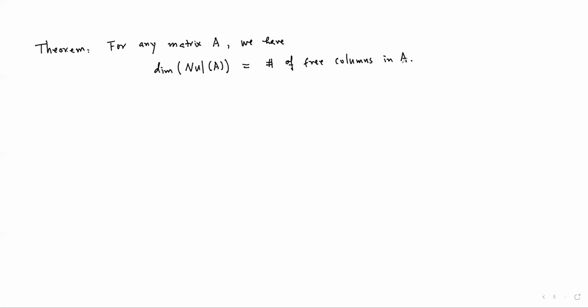For any m by n matrix, we always have the dimension of the null space of matrix A is equal to the number of free columns in matrix A. Always true.